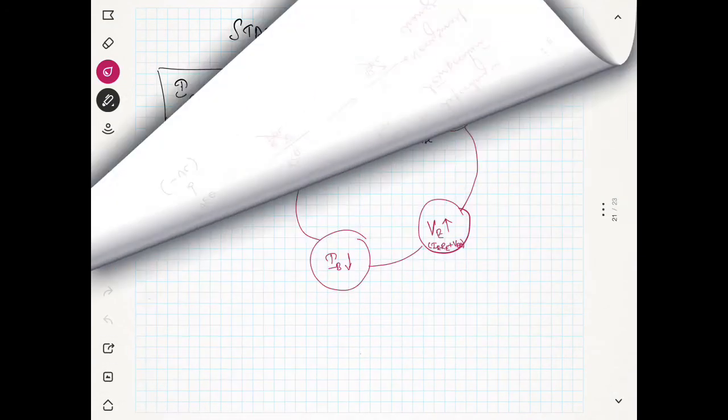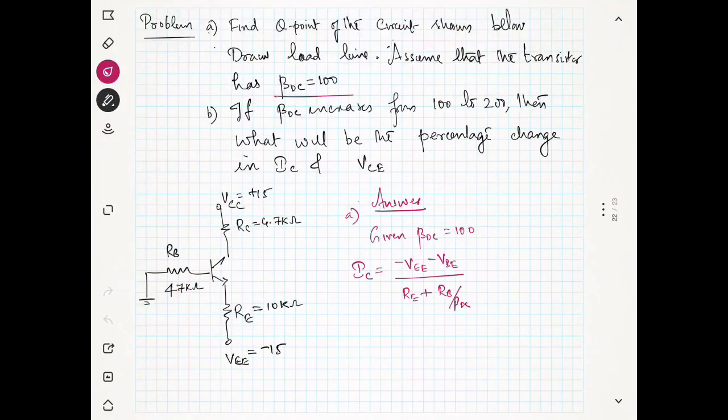RB over beta DC, right? Now this is equal to minus, you know that VEE is minus 15, so this is very important, you have to substitute minus 15, okay? Minus 0.7 divided by 10 kilo plus 47 kilo divided by 100, okay? So you will get IC as 1.37 milliampere, okay?